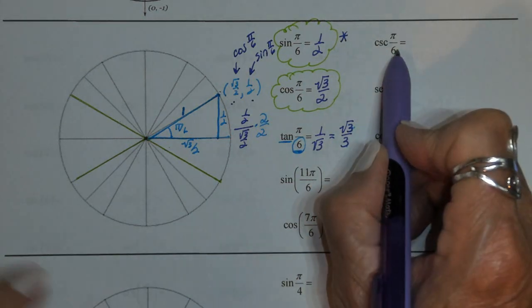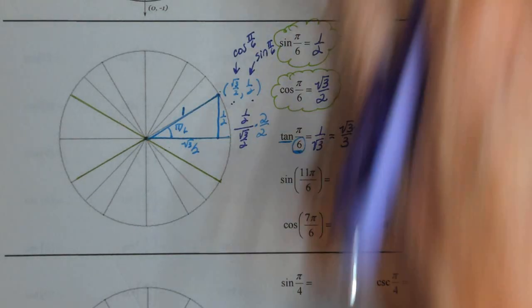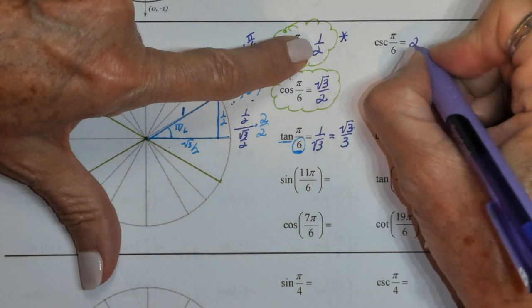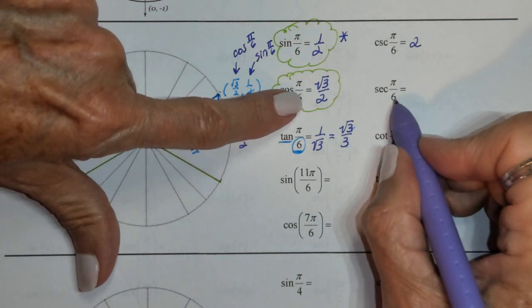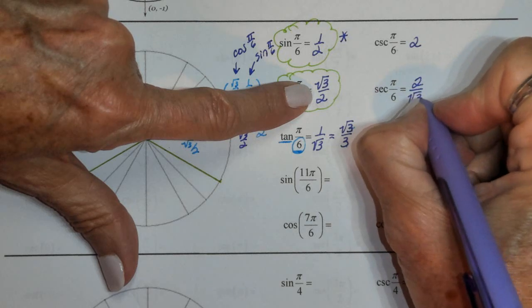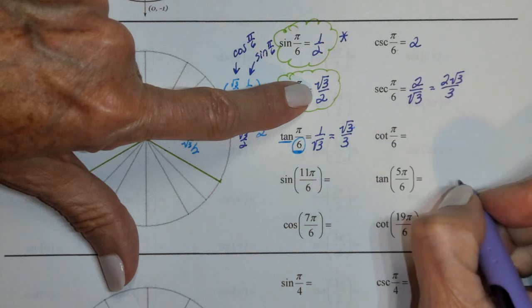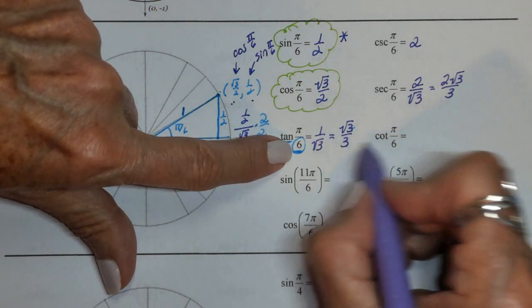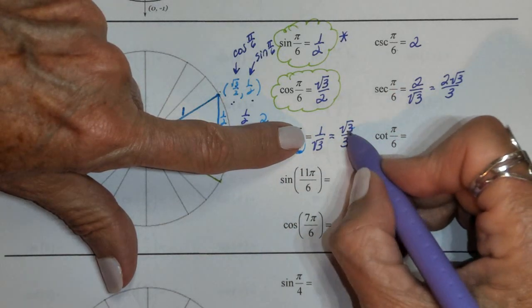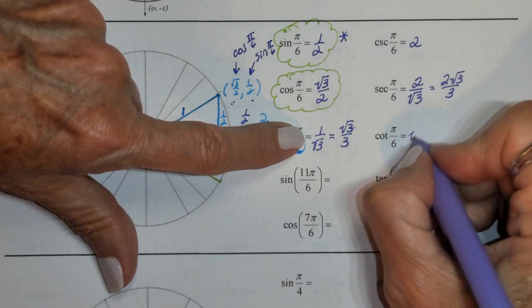Cosecant is the flip of, the reciprocal of, sine. So cosecant of pi over 6 will be the reciprocal of 1/2, 2. Secant of pi over 6 will be the reciprocal of square root of 3 over 2, 2 over square root of 3, which when you rationalize, gets you that. What is the flip of tangent of pi over 6? Well, I'm not going to flip this one. I'm going to flip this one. What's the flip of 1 over square root of 3? Just square root of 3.